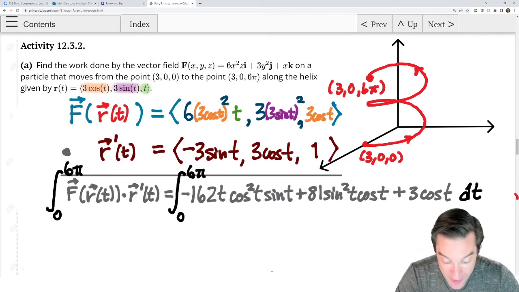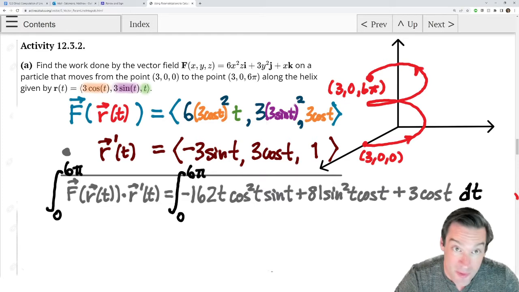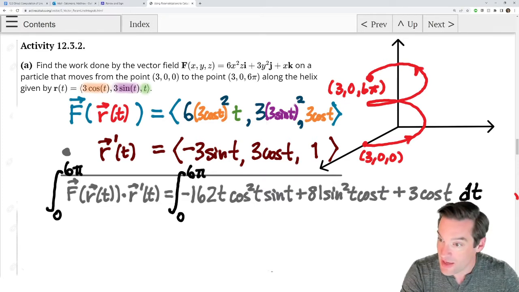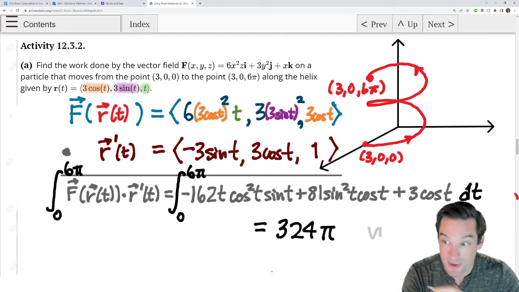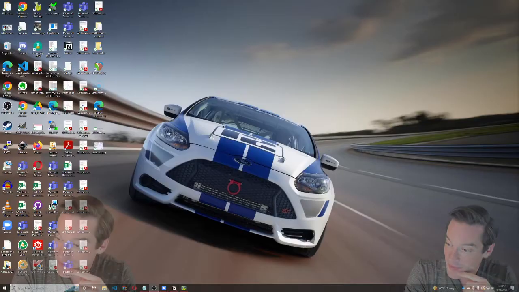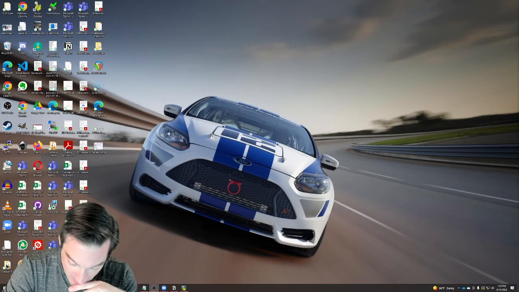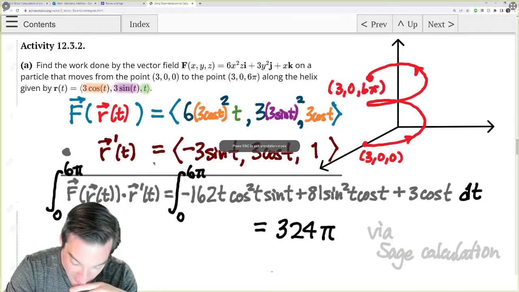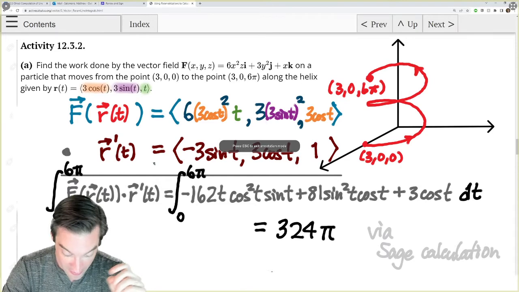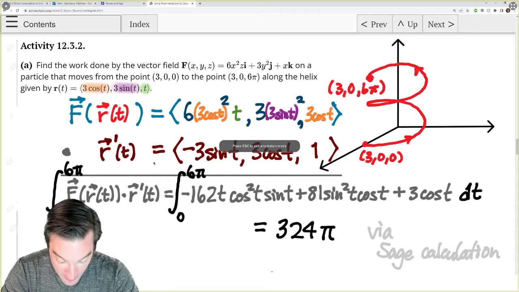Like the rest of what we do here, I wouldn't even want to do this one by hand. I don't have the patience for it. So I just pulled out a Sage calculator, and with it, I was able to figure out that this evaluates to 324 pi. So if you were daunted by this antiderivative, there is a good reason to have been. It's just a really nasty one. So don't worry if you didn't make it to the finish line on that particular example.